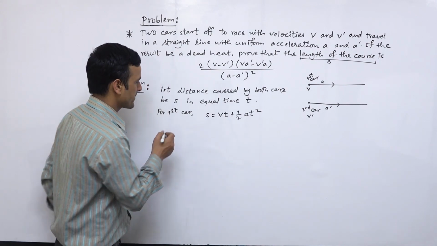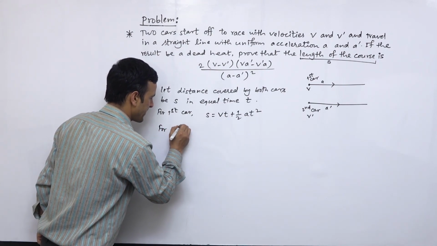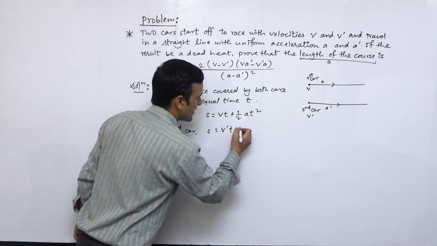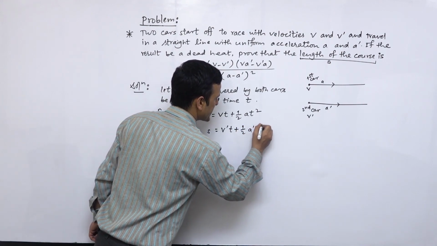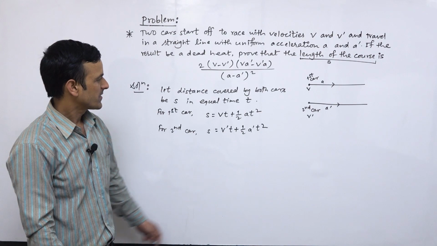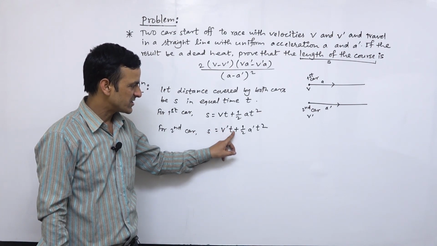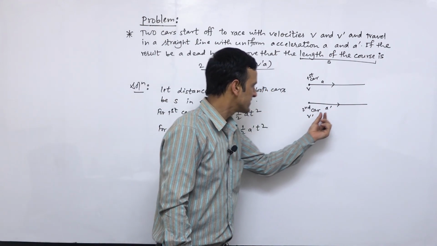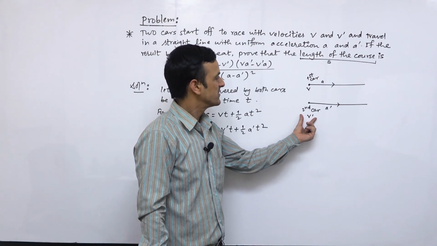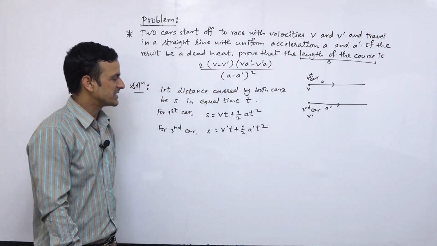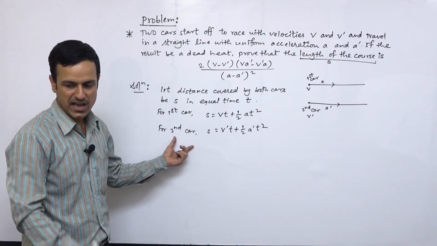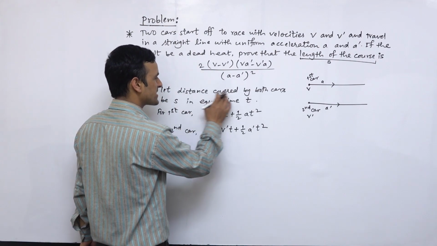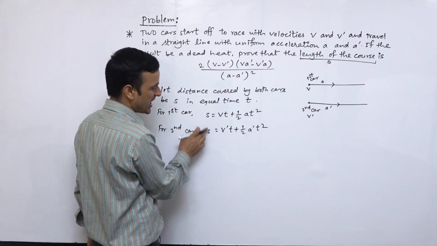So write down v. And for second car, s is equal to v dash t plus 1 upon 2 a dash t square. Here its acceleration is a dash and its velocity is v dash. So in this way we can find out the distance covered by both cars. Both distances are equal because the distance covered by both cars is s.